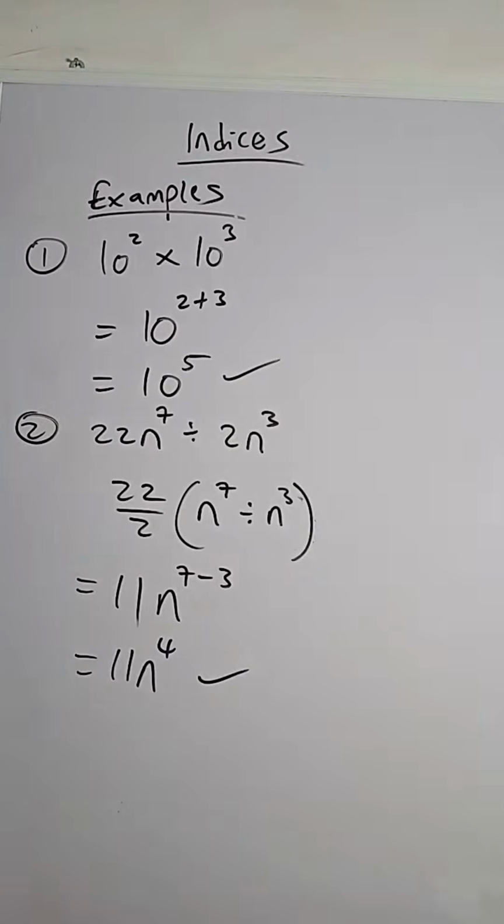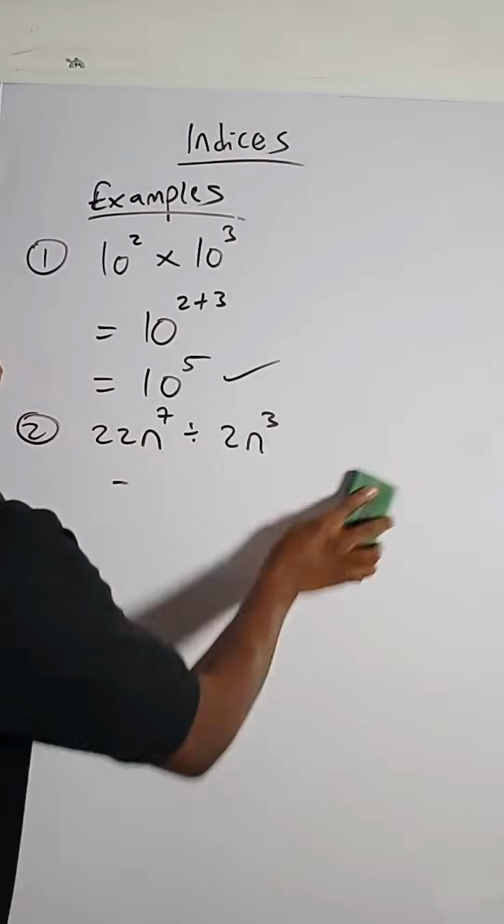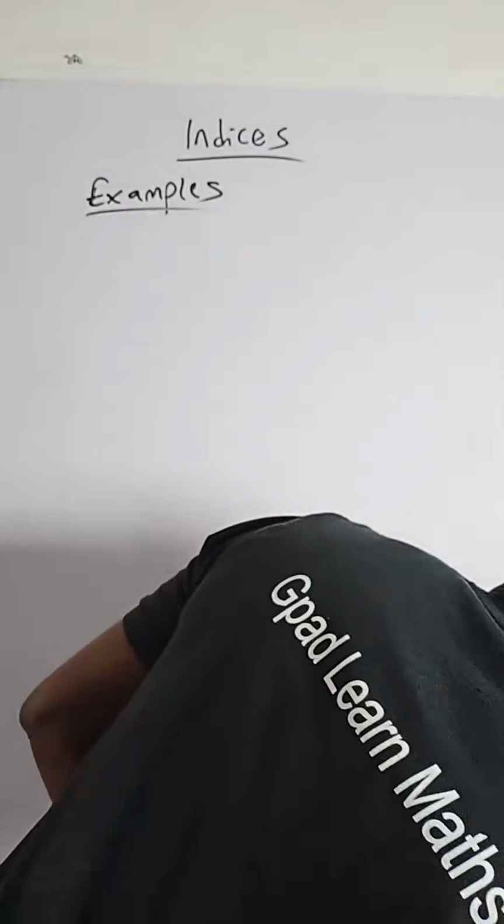Okay, so this is what we have. We're done. Let's look at another example. It's getting more interesting. I'm sure you can agree with me. So we'll look at 2 examples. We have so many here. Don't worry, I got it covered.